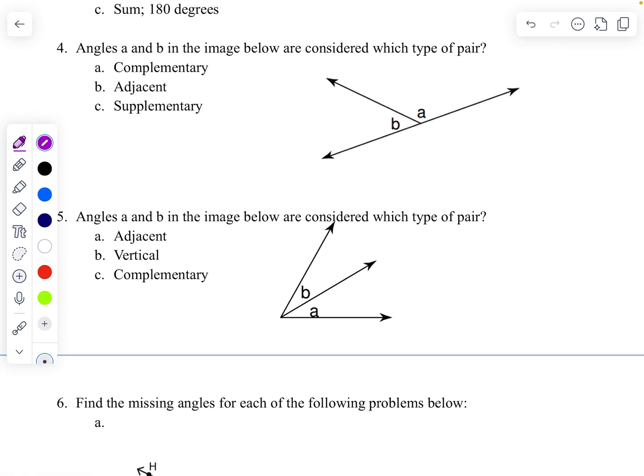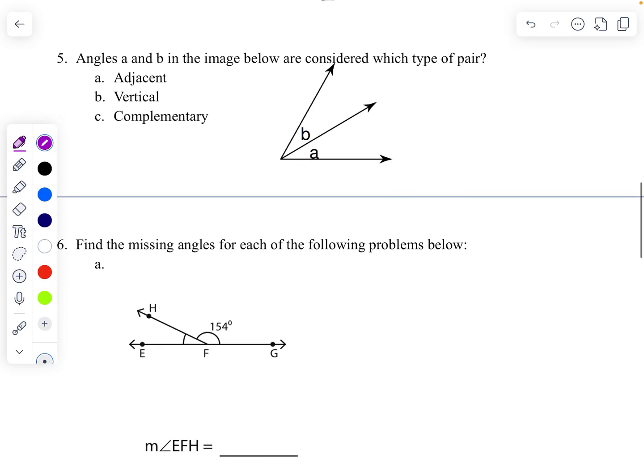Angles A and B in the image below are considered which type of pair? Okay, so just look very carefully. We have angle A, which is here, angle A, and we have angle B on this side. So what would we call this pair? A, complementary, B, adjacent, or C, supplementary? Okay, moving on to number 5.